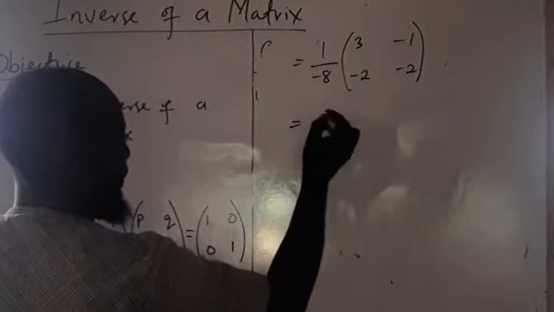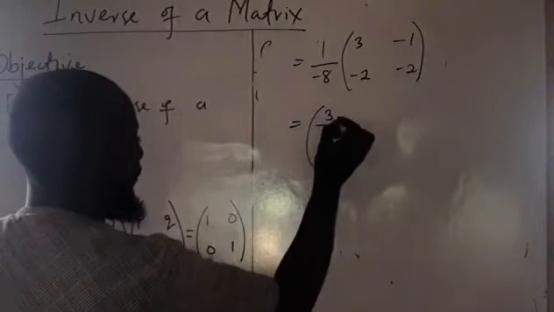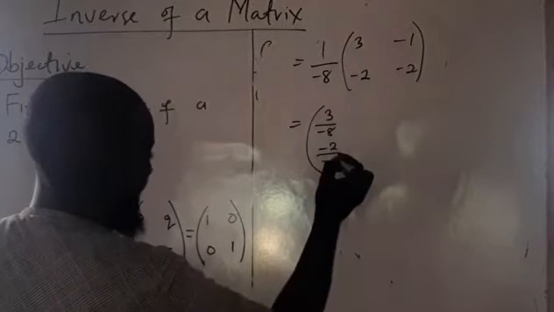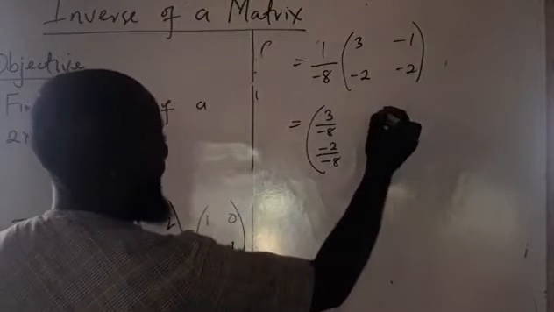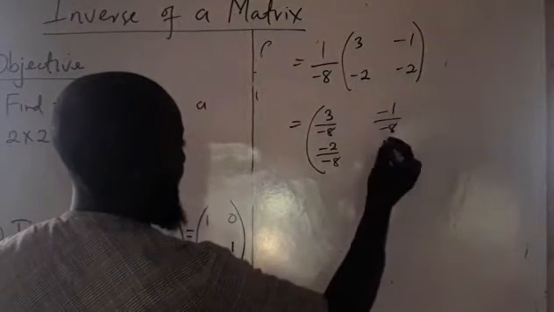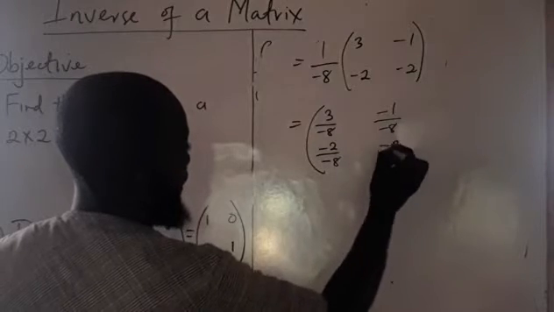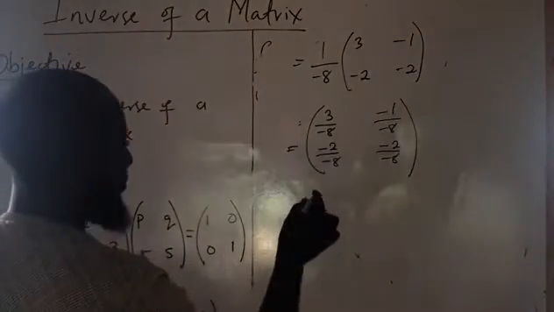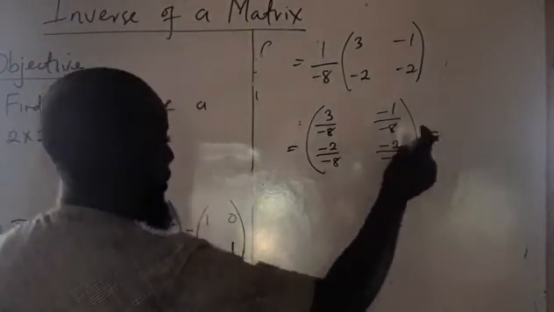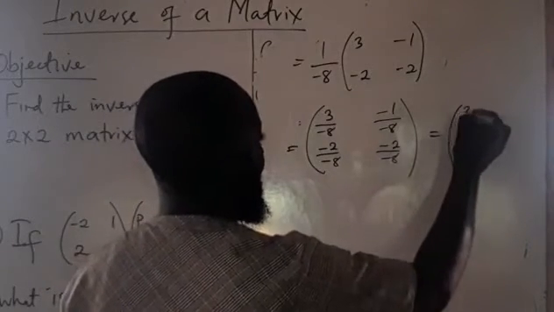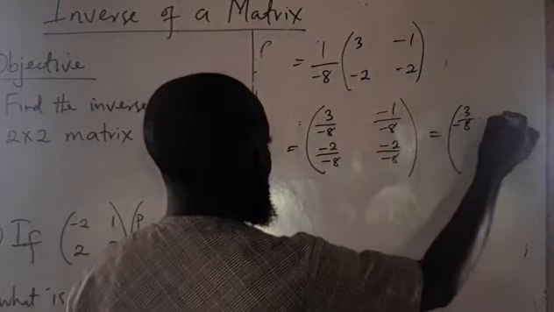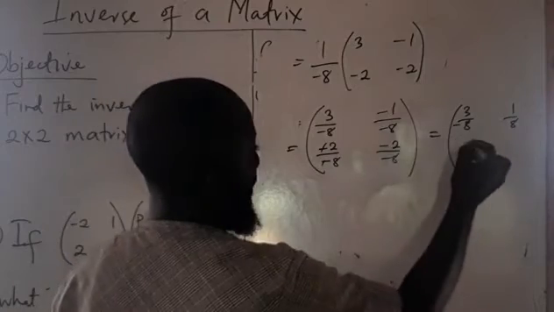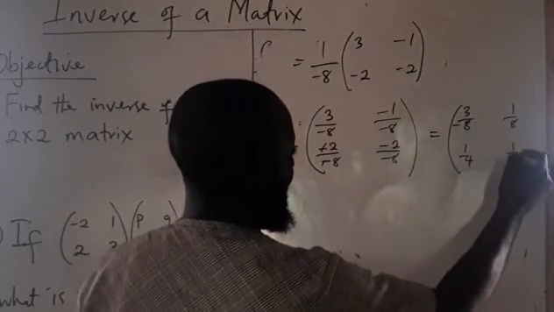So in conclusion, this will become 3 over minus 8. Then this will become minus 2 over minus 8. Then this will become minus 1 all over minus 8. Then this will become minus 2 all over minus 8. I believe I'm making sense. So in reducing this to its lowest term, we're going to have 3 over 8, minus 3 over 8... then this will become 1 over 8. Then this will become minus cancel minus, this is 1 all over 4. And this also becomes 1 all over 4.